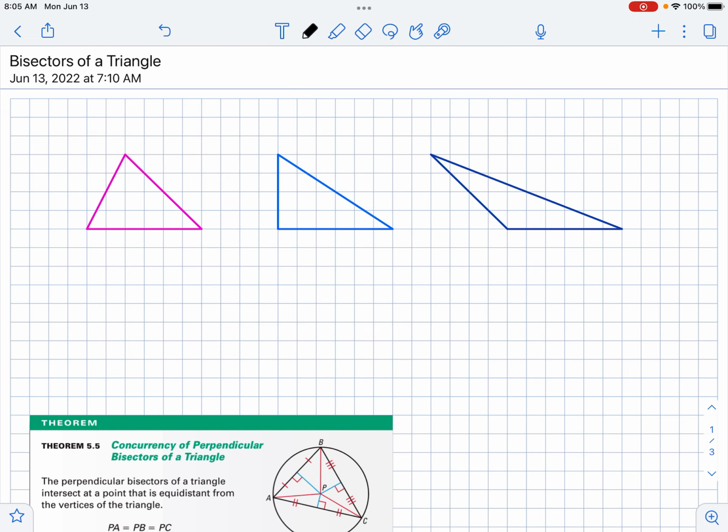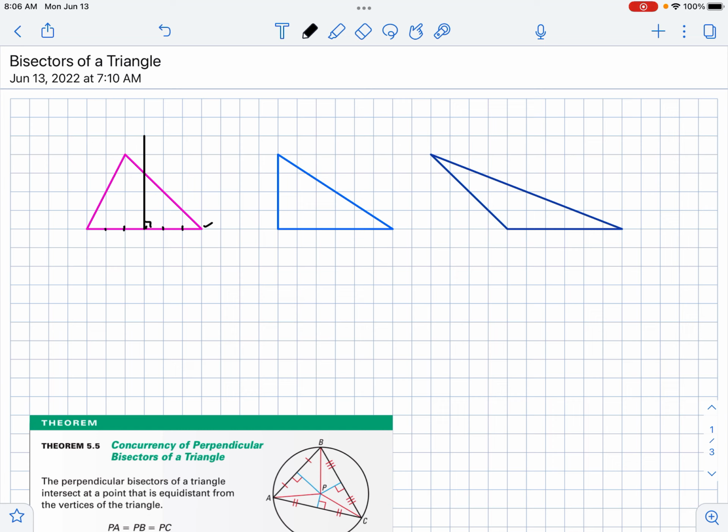Okay, now I'm going to take each side of this first triangle here and draw a perpendicular bisector. I'm just going to kind of eyeball it, but it looks like this is where the first perpendicular bisector would be. Notice it's 1, 2, 3 over, and then 1, 2, 3 here. So it looks like I've got the center. So it looks like I've bisected this first side here.